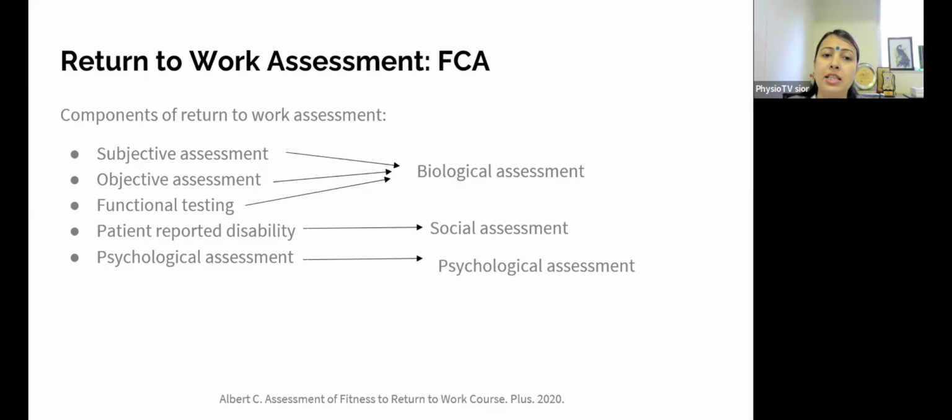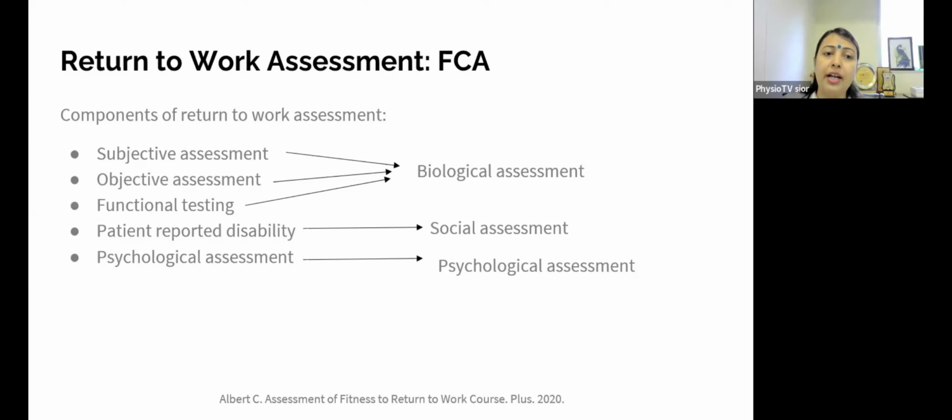Objective assessments, like just some time back, I discussed the aerobic endurance assessment. In the same way, there are many other objective assessments, for example, conditioning related, and in the same way functional testing is also being done. So the flexibility, strength, endurance, and whatever other demands related to cognitive demands of the work are being assessed under the biological assessment of FCA, functional capacity assessment.